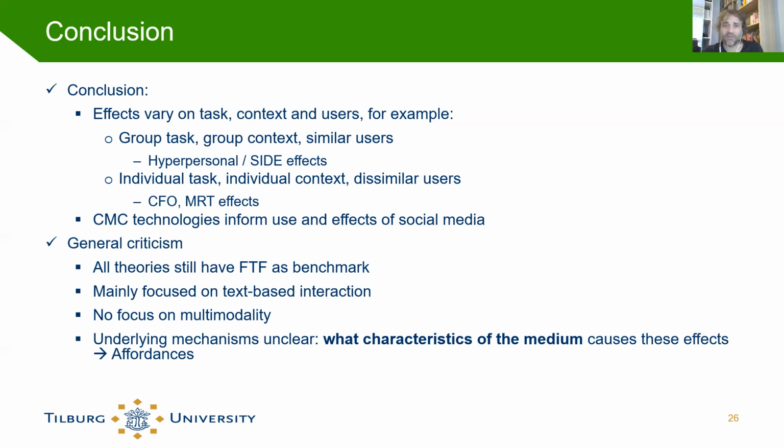But they do say that apart from social presence, it really depends on the task, the context, and the users to what extent you observe certain effects of online communication. So the hyperpersonal and SIDE model argue, okay, it really depends on the group that you're in, if you feel part of the group online or not. And media richness theory says, well, it depends on the type of task you do, what communication technology is most efficient.